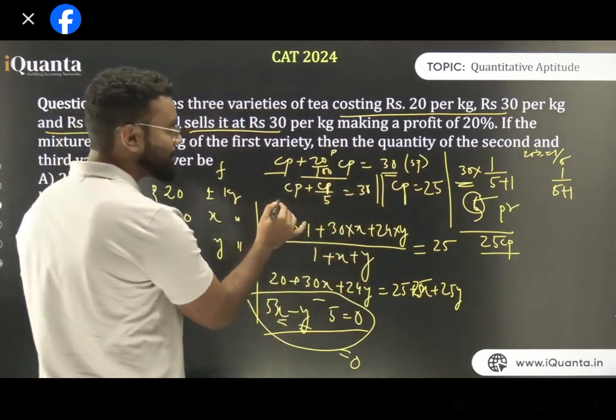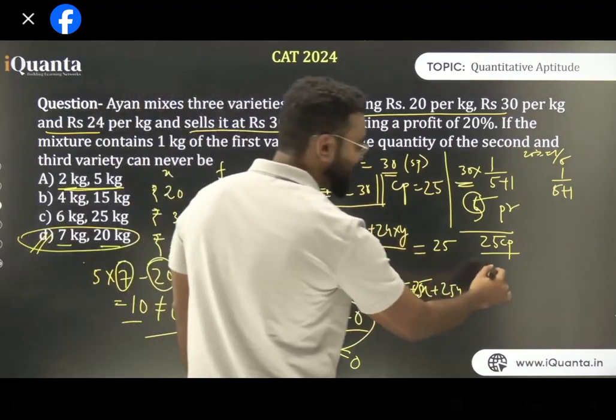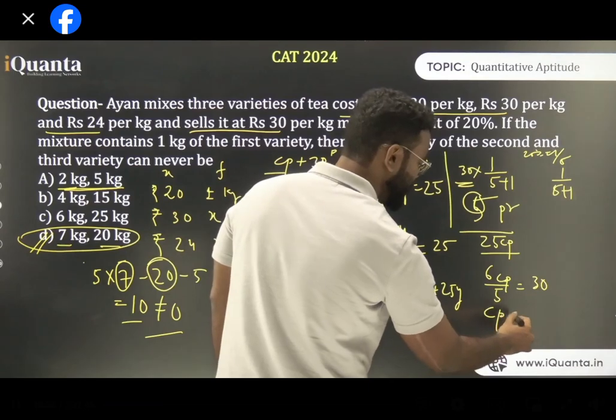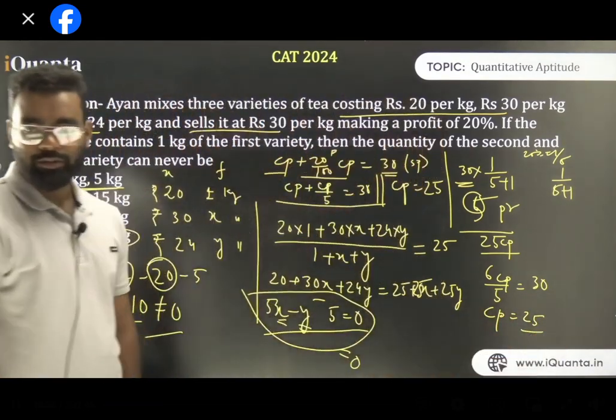Selling price. So from this we can find CP plus CP by 5 equals 30. So from this you can write 6 CP upon 5 equals 30. So from this you can say CP equals 25 by doing cross multiplication.